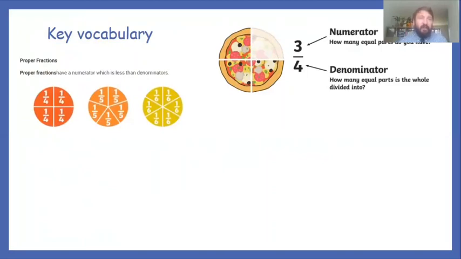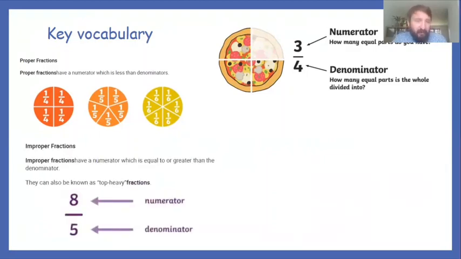Proper fractions. A proper fraction is where we have the numerator which is less than the denominator. So this 3/4 is a good example of a proper fraction. So another key word there, proper fraction. Okay, we'll mainly be dealing with proper fractions today.